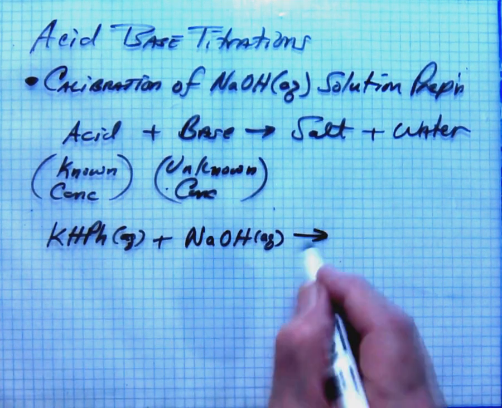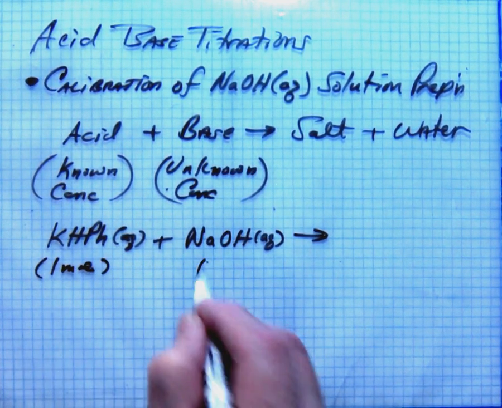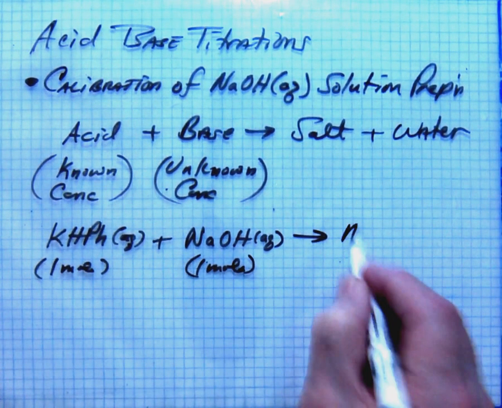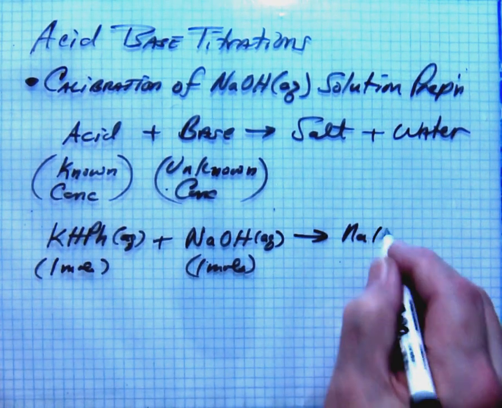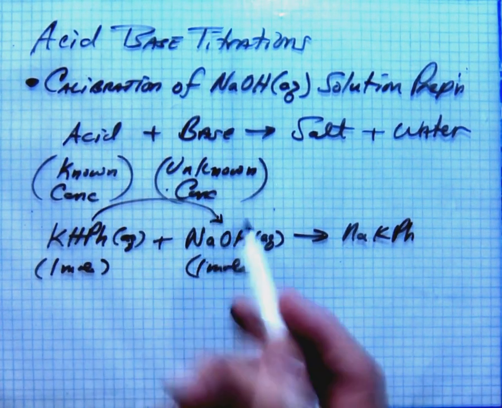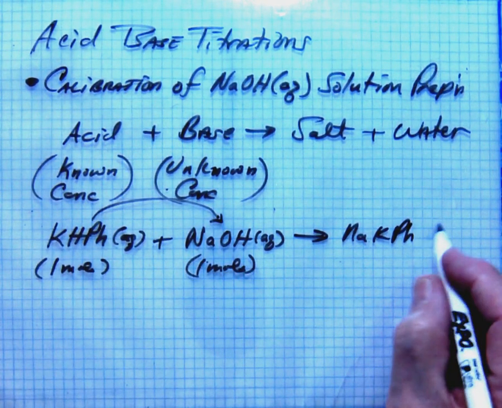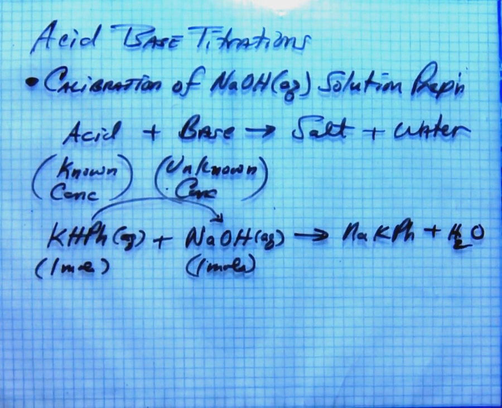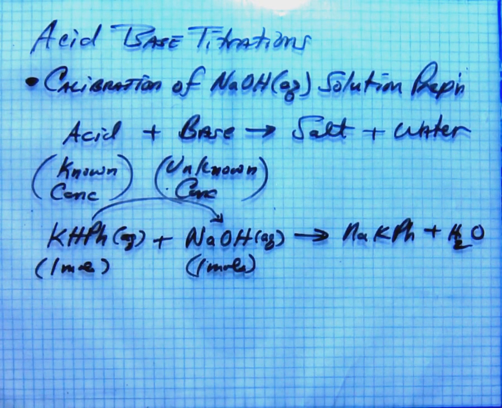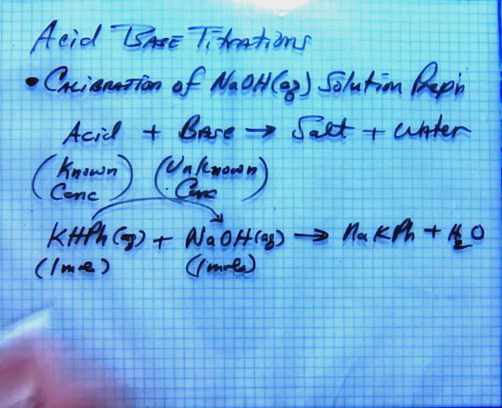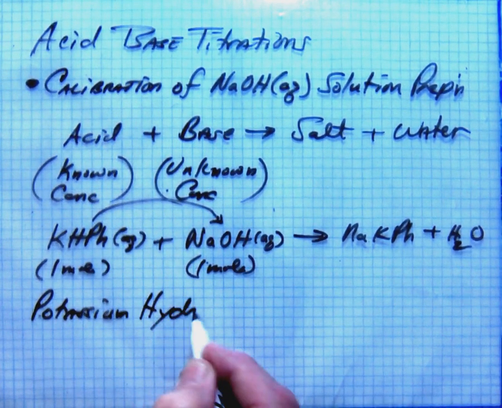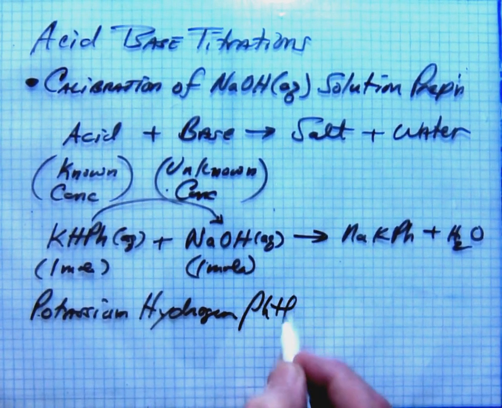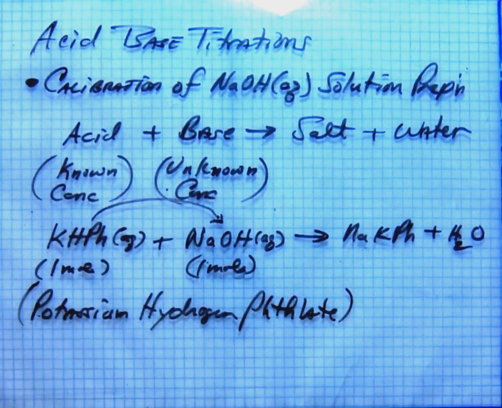So this is a 1 mole to 1 mole ratio to produce sodium potassium phthalate. The hydrogen is transferred over, Bronsted, and we'll learn about that later, and produces water like that. So there's your mechanism. You're taking KH and the H out of this compound. It's transferring over here. It's called potassium hydrogen phthalate.